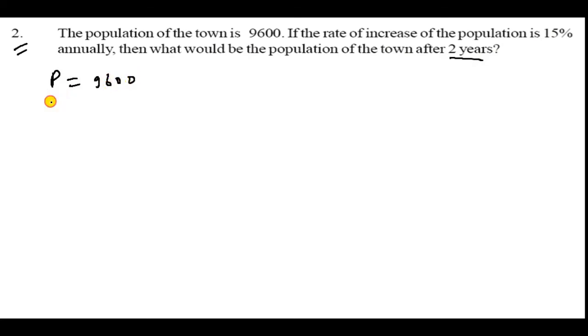So that one is 6859. So it's your population after 3 years. So that is your answer. So let us see the next one.